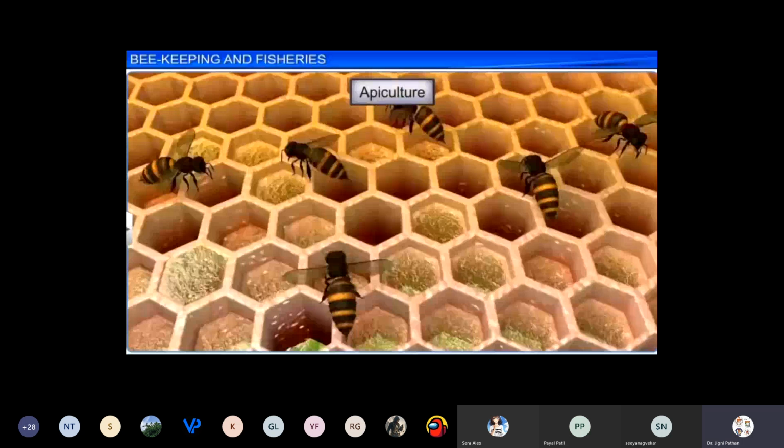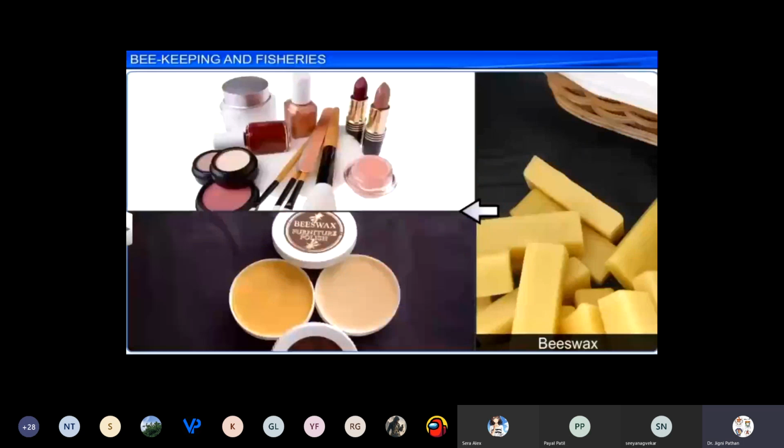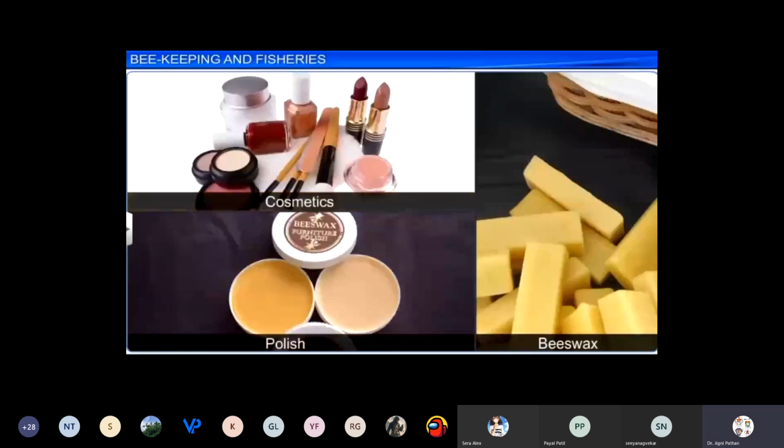Also, the apiaries in which honeybees live and nurture their young ones are a source of wax. Beeswax is used in cosmetics and polish. Due to the increasing demand for honey, beekeeping is done both on a small and large scale.